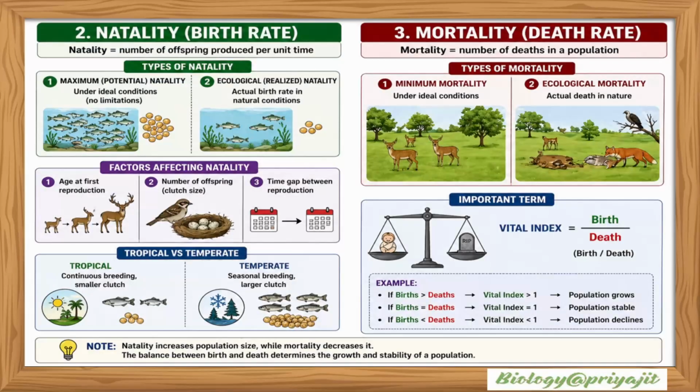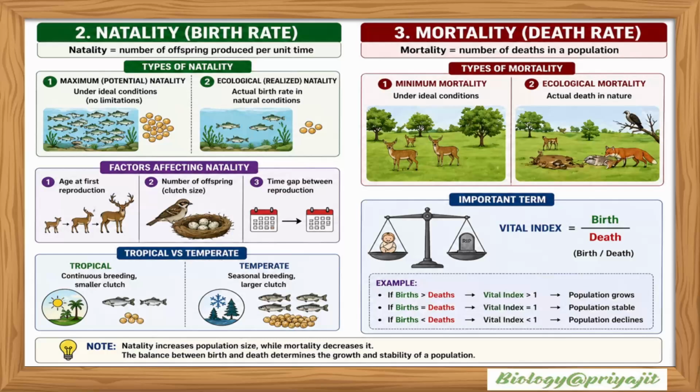Natality or birth rate. Natality is the number of offspring produced per unit time. Types of natality: maximum or potential natality under ideal conditions, where there are no limitations. Ecological or realized natality, that is the actual birth rate in natural conditions. Factors affecting natality: age at first reproduction, number of offspring, that is clutch size, and the time gap between reproduction. Tropical versus temperate. Tropical means continuous breeding and smaller clutch size, and temperate means seasonal breeding and larger clutch size.